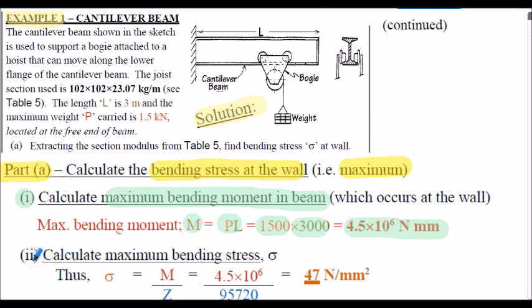And then step 2 here, I've calculated the maximum bending stress, sigma. So sigma is simply the maximum bending moment divided by the minimum section modulus from the previous slide. So that evaluates to a bending stress of 47 newtons per millimeter squared.